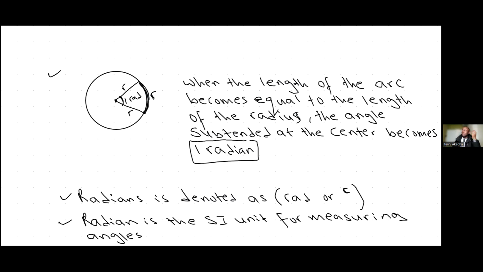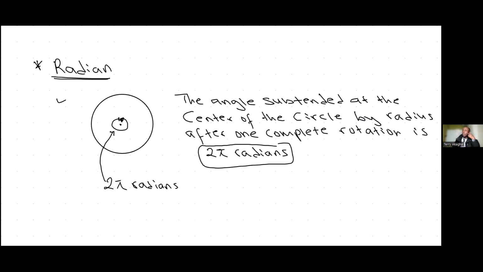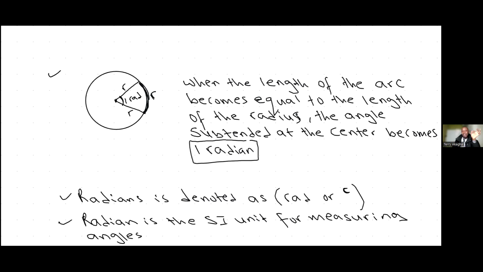We measure it in radians. And this is a quick overview of it. The first thing is that at the center, after a complete rotation, you don't need to forget that, the value of the angle at the center is 2 pi radians. And when the length of the arc is equal to the radius, the angle subtended is also 1 radian. Radian is usually denoted as rad, and it's also the SI unit for measuring angles. All right.